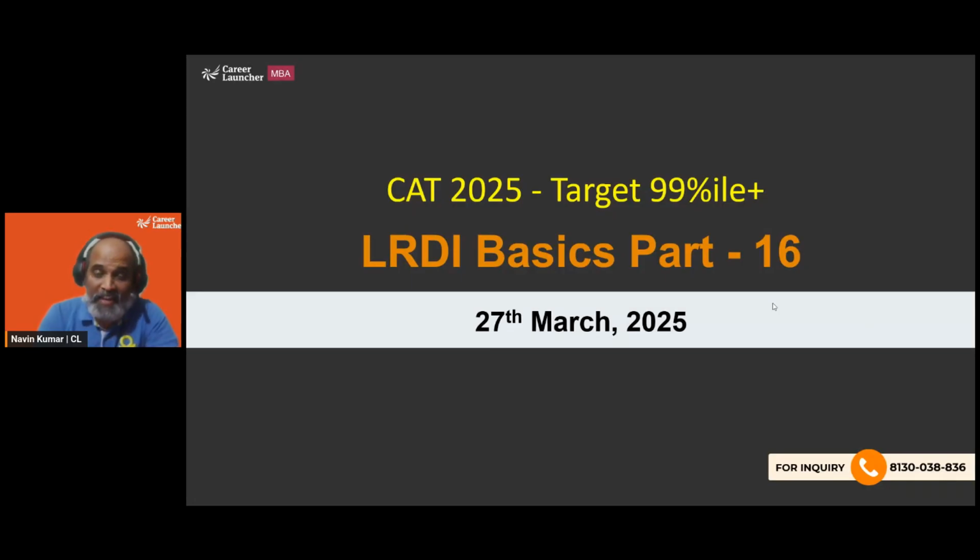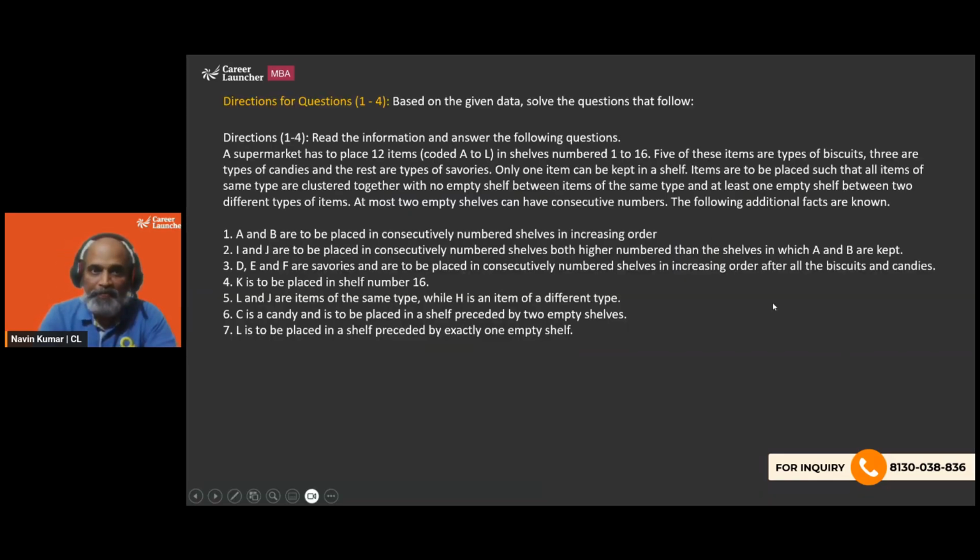My name is Naveen, and today we will continue with our series on CAT 2025, which is target 99 plus percentile. We'll be looking at another set of LRDI today. This is part 16 of the series. Today we will learn an arrangement-based set. We will see, based on whatever information is given to us, how we can improvise and find arrangements and make cases if required. So without wasting any time, let's look at the set for the day.